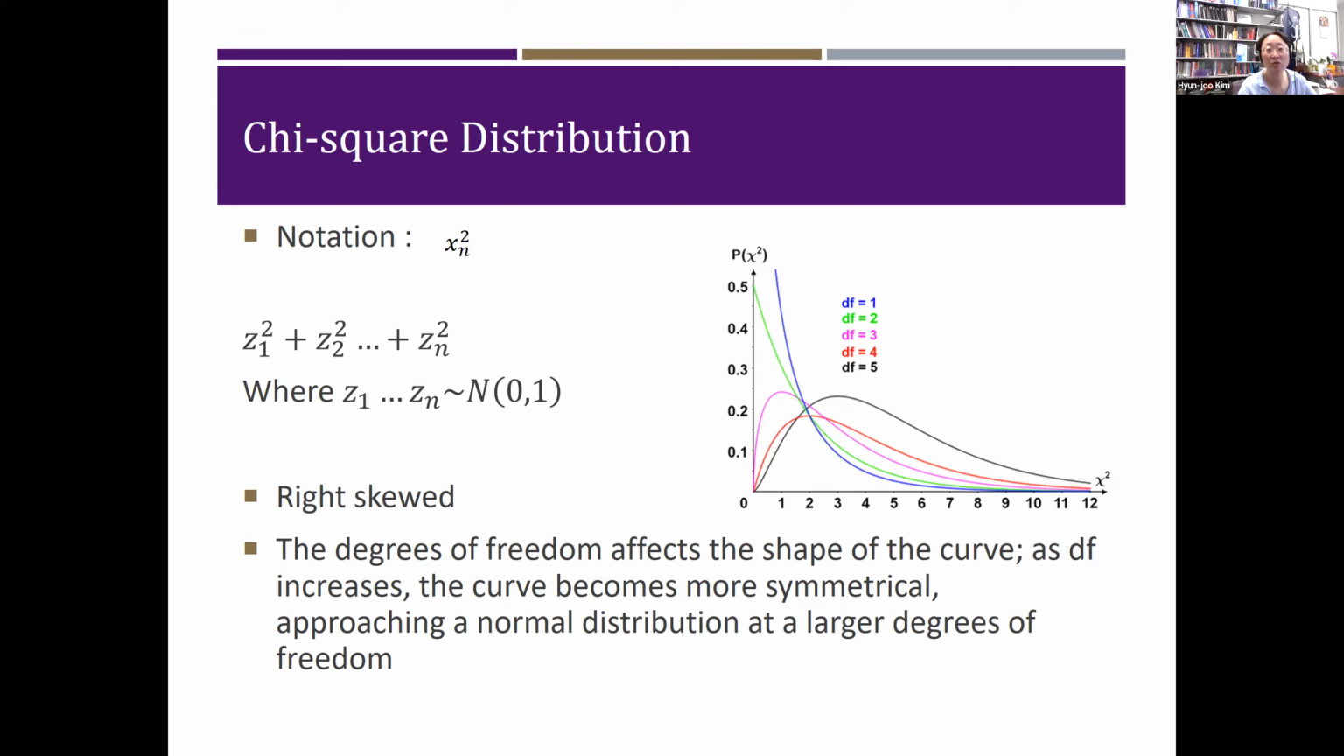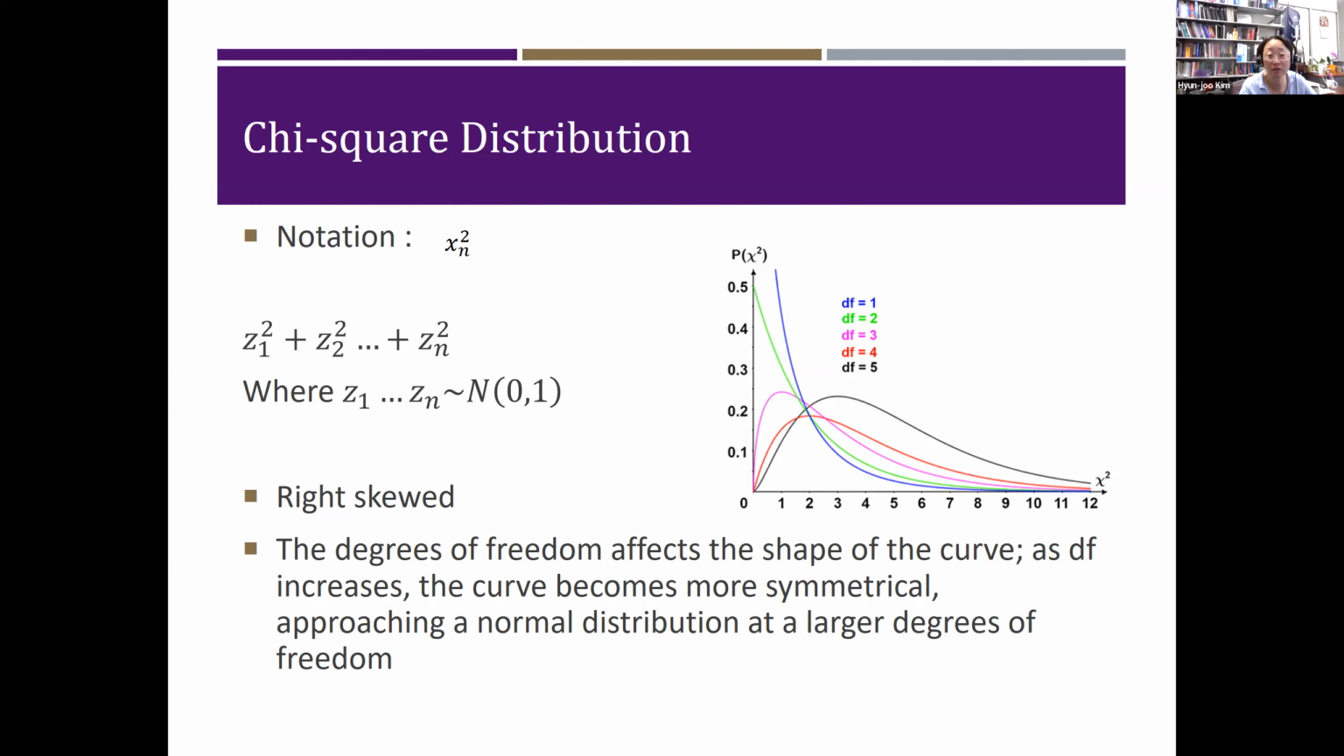Theoretically, the chi-square distribution is the sum of many squared standard normal variables. That's where chi-square came from. If we take the square of a number of standard normal variables z and add them up, it will look like the graph on the right-hand side. It is mostly right-skewed, but depending on how many we are adding up, the shape of the curve changes.